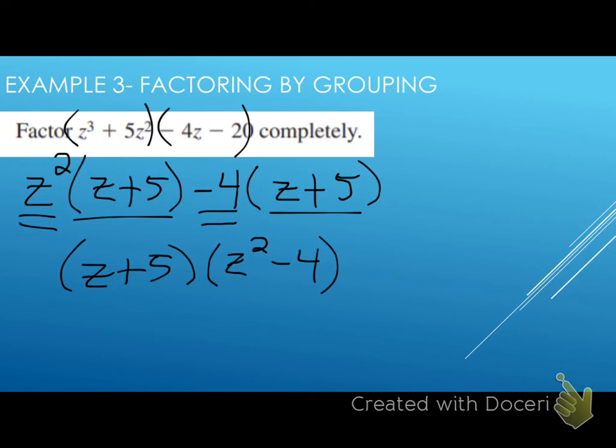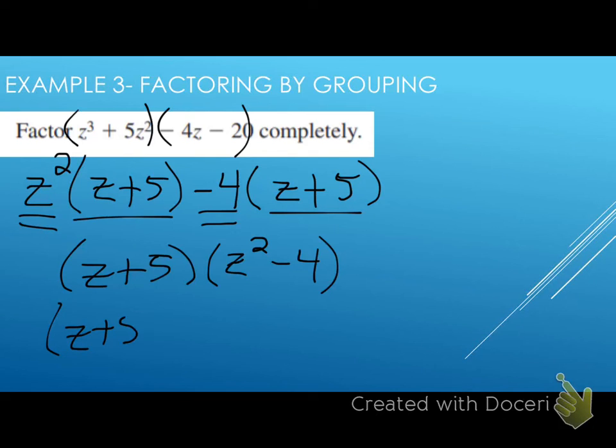Can either of those polynomials be factored further? Yes. Which one? Z squared minus 4. It's a difference of squares. I can take the square root of z squared, and I can take the square root of 4. There's a minus sign between them. That's a difference of 2 squares, not difference of 2 cubes. So don't write down that formula that we looked at earlier today. It's different than the 2 cubes.